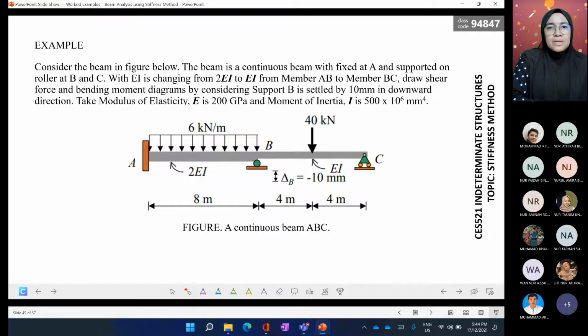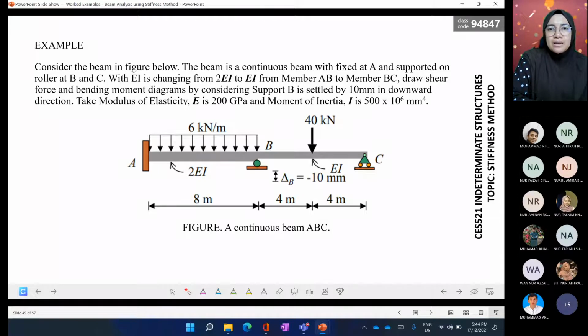In addition to that, there is a support settlement. B is settled by 10 mm in the downward direction. E is 200 GPa and I is 500 times 10 to the power of 6 mm⁴. So okay, we will analyze this.